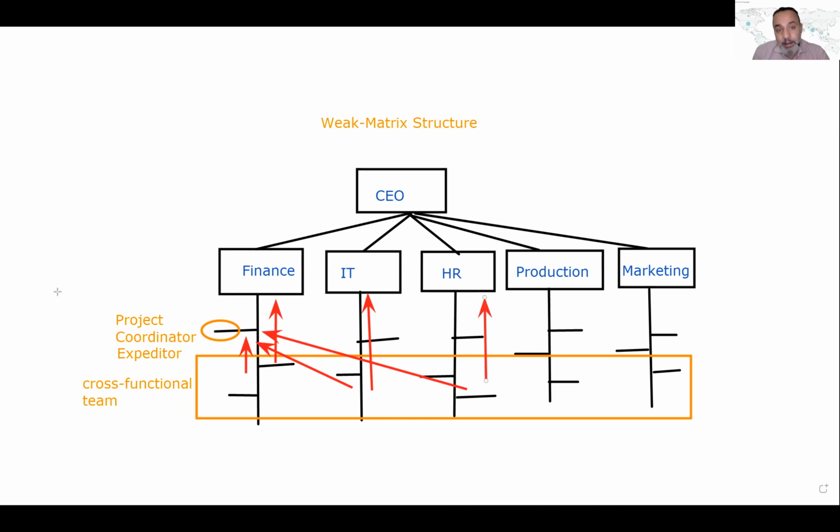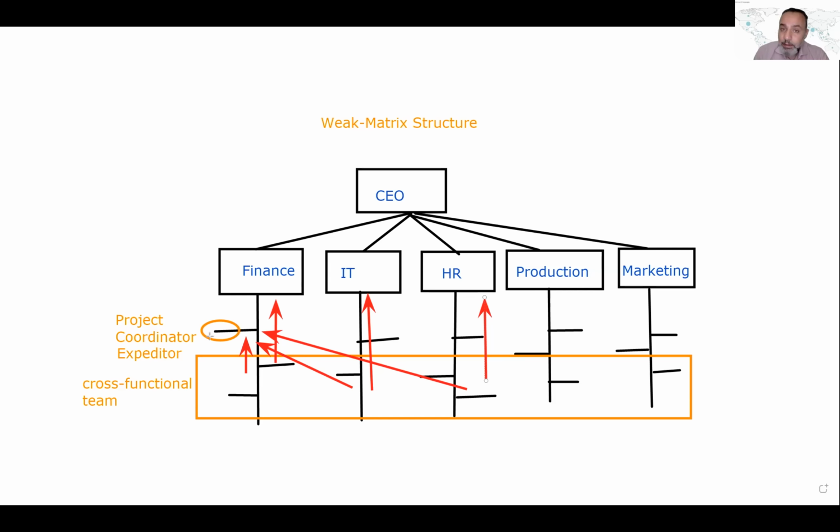Okay. Now again, this is a little bit better structure than the functional structure, right? Why is it a little bit better? Because now we have a clear line of responsibility, right? Now the project coordination effort is centralized at this person. We have only one person doing the coordination and expediting, right? But again, we have a lot of disadvantages.